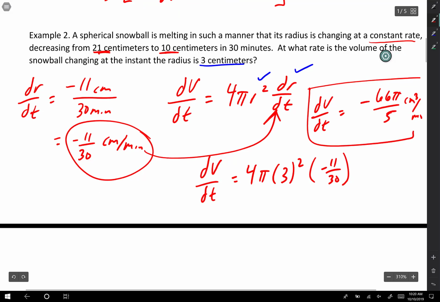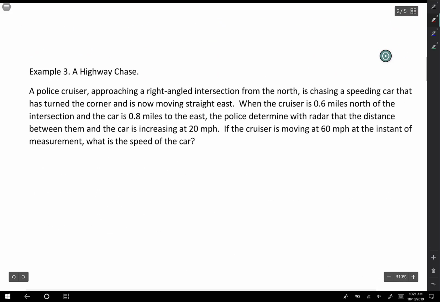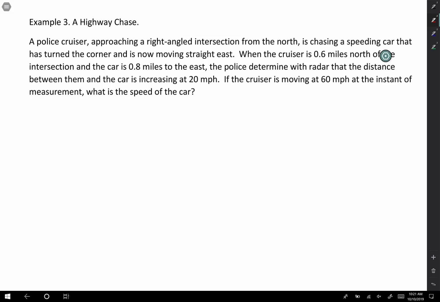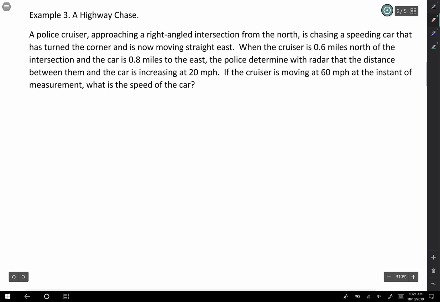All right, let's go to another one. I like this one here. This is going to be a cool problem. This one's from the textbook. You guys ready? A police cruiser approaching a right-angled intersection from the north. Okay, right-angled intersection, so here is the curve. Bird's eye view, you're a bird. And this guy here is the cop.